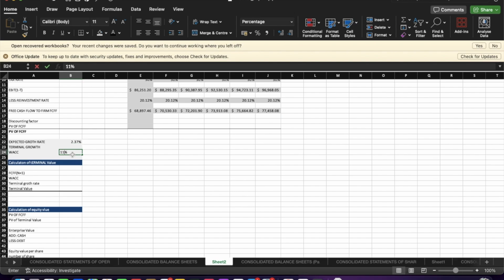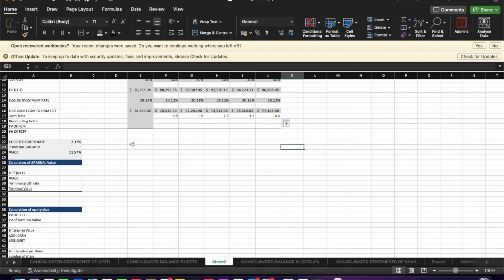For the terminal growth, we can take the GDP, and we have taken the weighted average cost of capital from a website, GuruFocus, and we have compared it with other websites and sources as well. What would be the weighted average cost of capital for Apple? I'm just showing you how to build the model, so you can calculate the weighted average cost of capital by yourself as well.